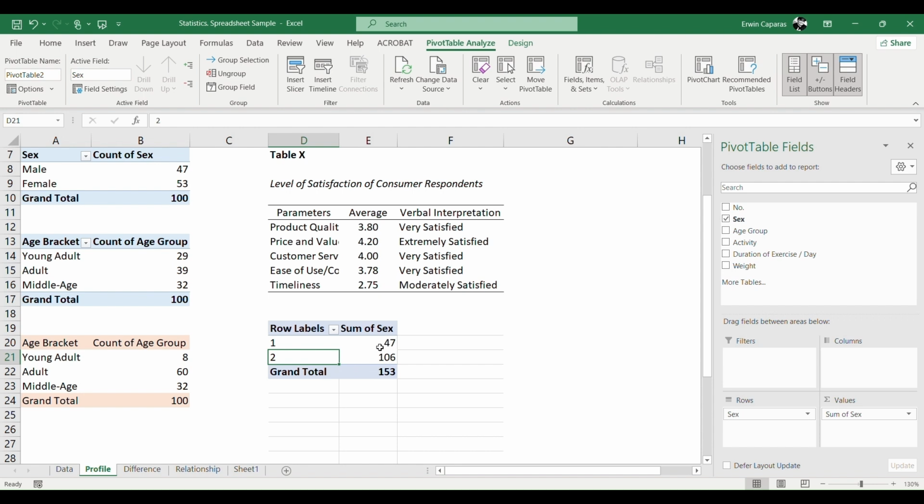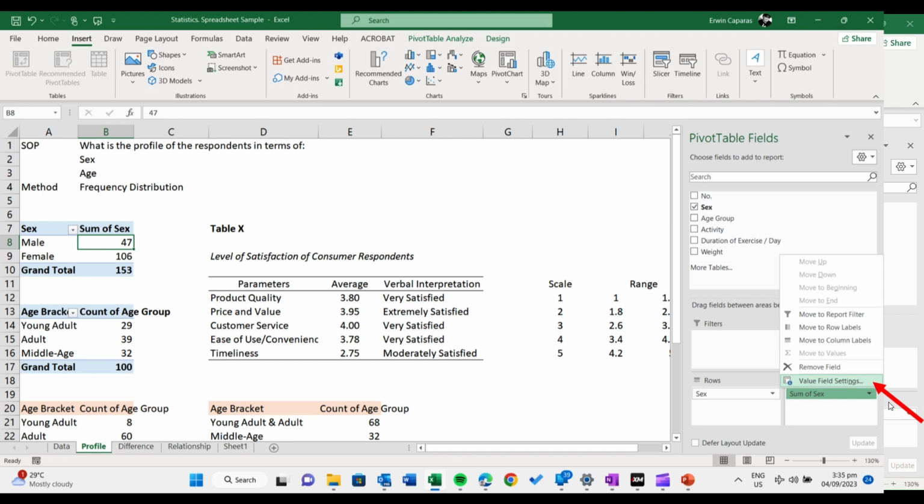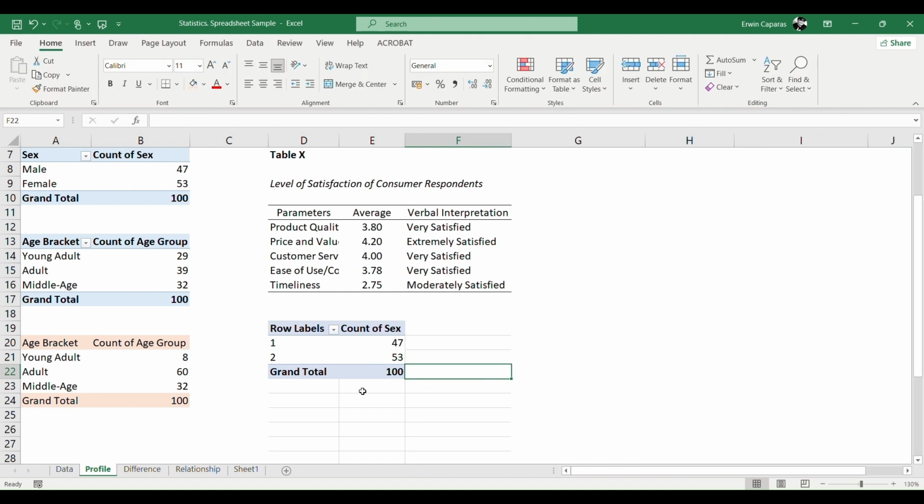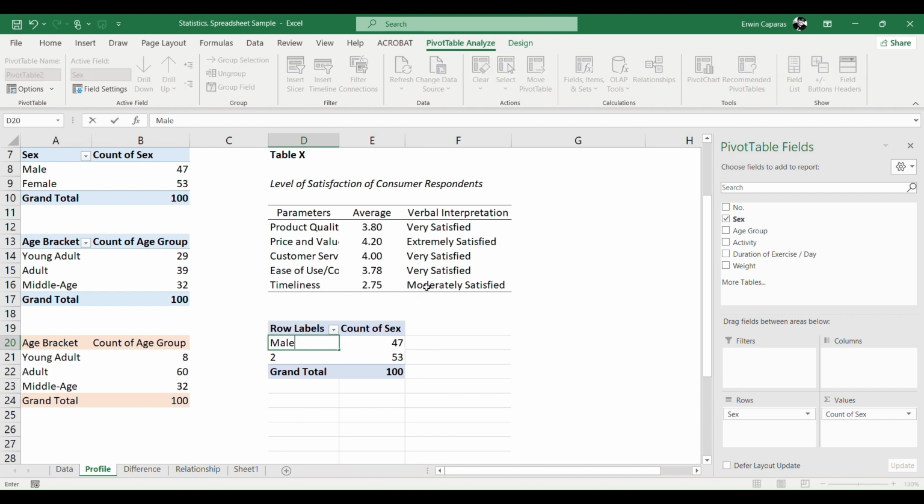For us to be able to get the frequency distribution, we have to change the values instead of sum, kasi ang default niya is the sum. So we have to click the value field settings, and then what we need is the count. So bibilangin niya yung male, bibilangin niya yung female. And then you click OK. So this is now our data. You can change this now into male, and then we have the female. So now we have the frequency distribution for the male and female.